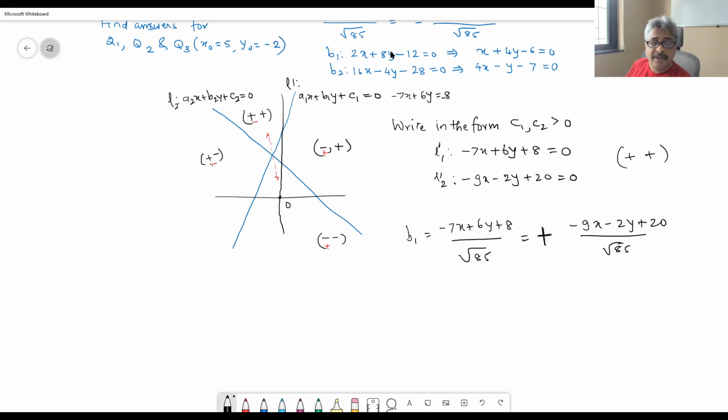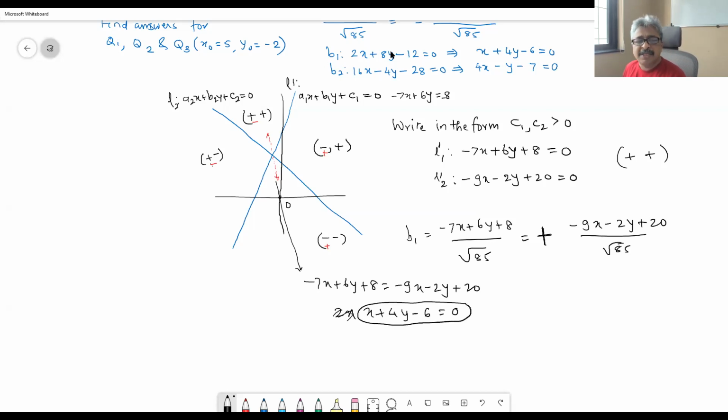That was the statement we made in 9th standard. So this bisector will have the equation minus 7x plus 6y plus 8 is equal to minus 9x minus 2y plus 20, which is 2x, which is x plus 4y minus 6 is equal to 0. So this is the equation of the bisector which passes through the quadrant containing the origin. This is what we learned. Now at that time also maybe we have not discussed it in detail. Why should we have plus here and why not minus?